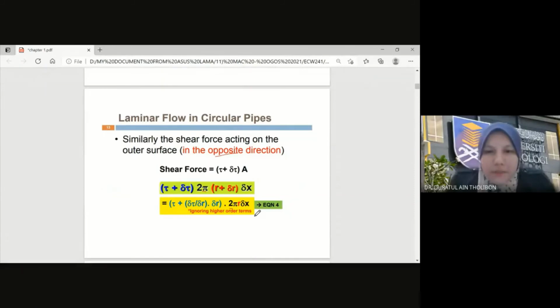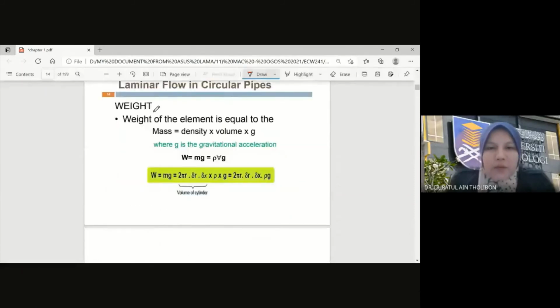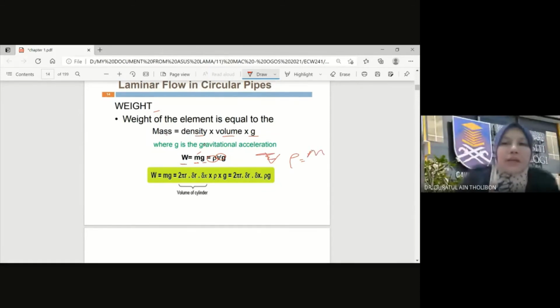Okay. And then we also have the force due to the weight. Weight is due to the mass. So weight is equal to mass times gravity, and mass is density times volume. So tadi kan kita ada density equal to, density punya formula apa? Mass over volume. So that's why kita nak mass, kan. So that's why kita ada density times volume times gravity.